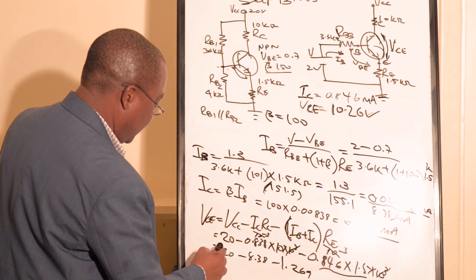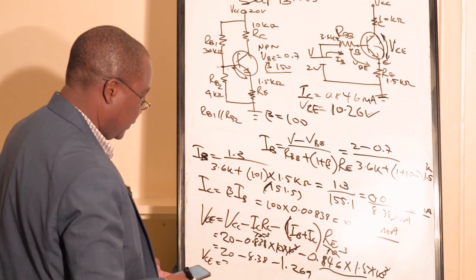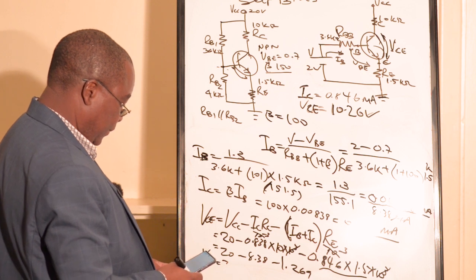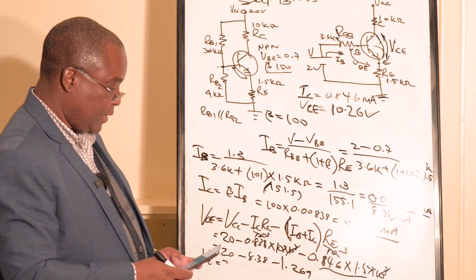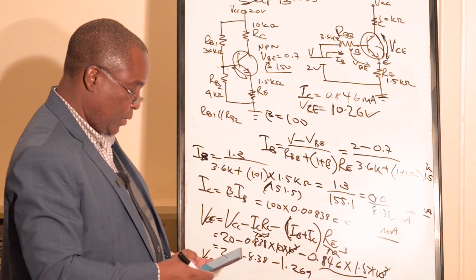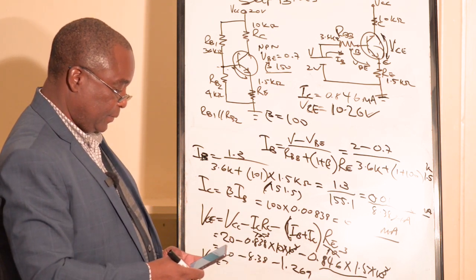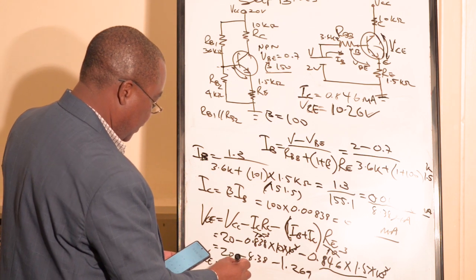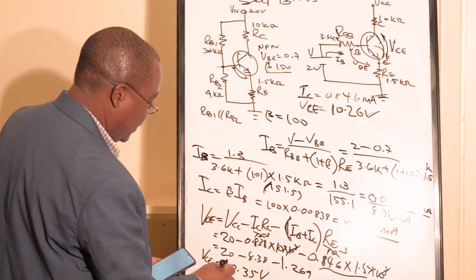So our VCE is equal to 20 minus this one. So when we take 20, we minus 8.38. We minus again 1.269. We have our VCE as 10.35 volts. This is our VCE.